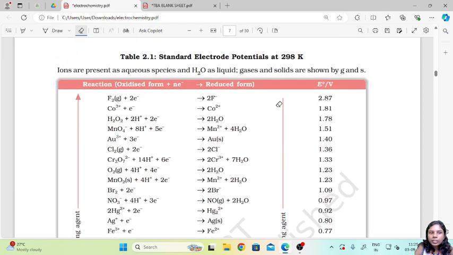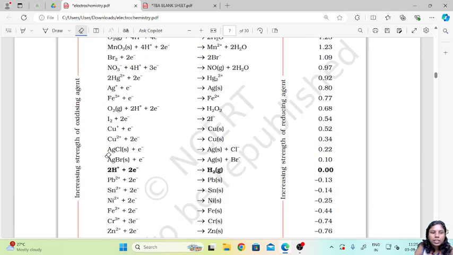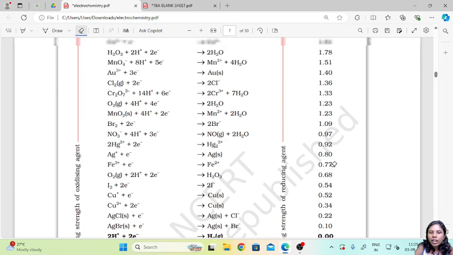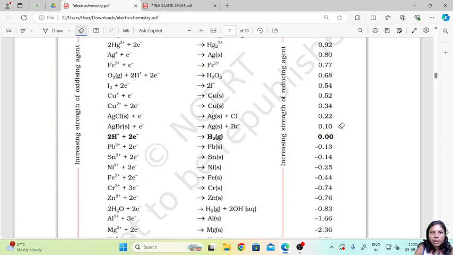And if you look at the positive values, we have fluorine F2, and it goes up till hydrogen, or lastly AgBr, silver bromide. All of these have a positive value, which indicates that their reduced state is more stable than that of the hydrogen gas that is present.